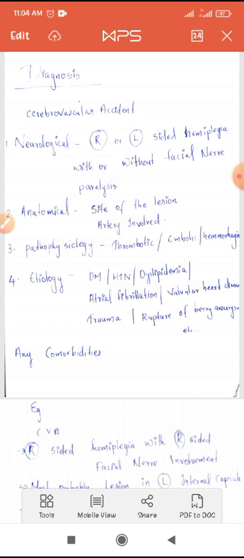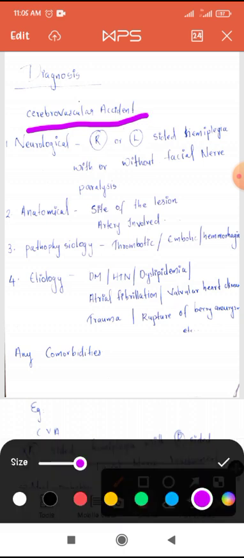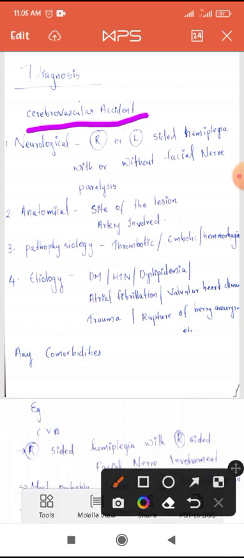So first of all, we have to write it as a cerebrovascular accident. Then we have to write the neurological, anatomical, pathophysiology, and etiology. These four things should be included in our diagnosis: neurological, anatomical, pathophysiology, and etiology.